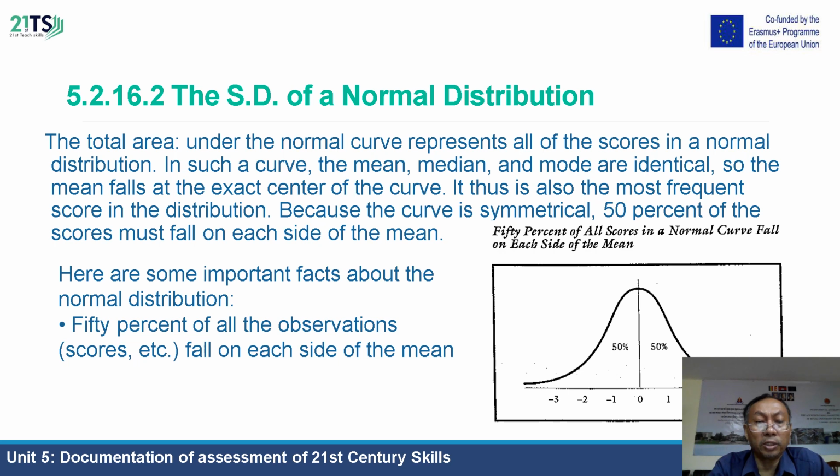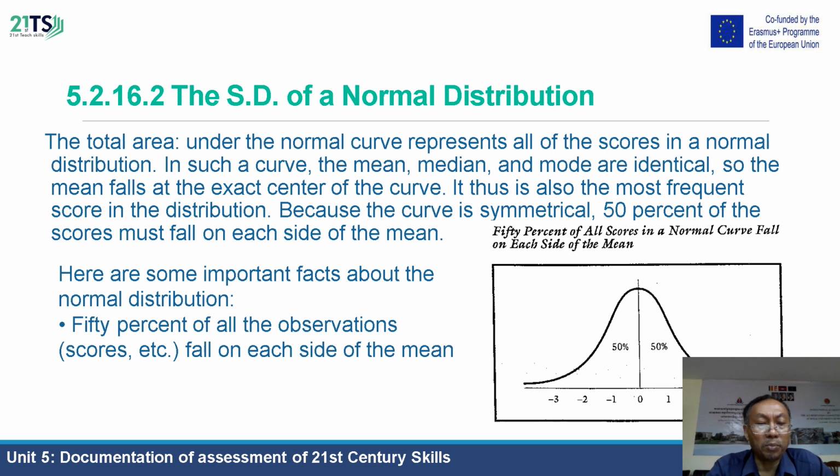The standard deviation of normal distributions. The total area under the normal curve represents all of the scores in a normal distribution. Inside the curve, the mean, median, and mode are identical, so the mean falls at the exact center of the curve. It is thus also the most frequent score in the distribution. Because the curve is symmetrical, 50% of the scores must fall on each side of the mean.